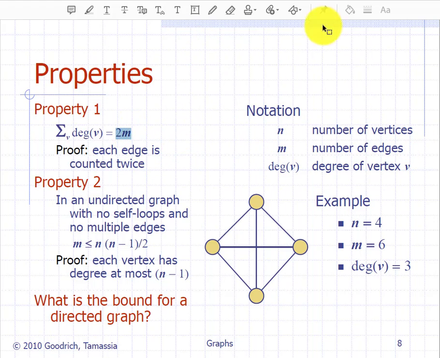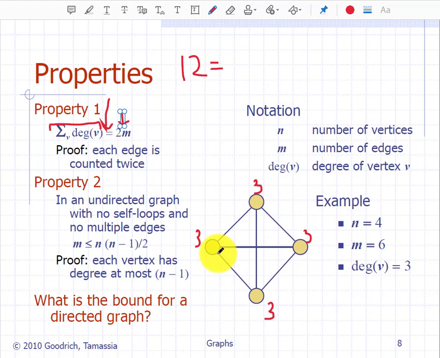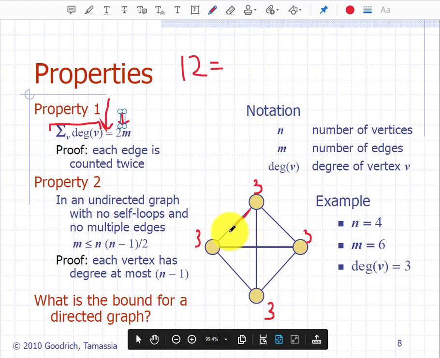And you can see why this is true. Let's look at this graph as an example, and remember, this is a strict equality. For this node the degree is 3, for this node 3, for this node 3, and for this node 3. So the sum for all of them would be 3, 6, 9, 12. It's 12. That's the sum of the degrees of all of the vertices. Now let's look at the number of edges. This is edge 1, this is 2, this is 3, this is 4, this is 5, and this is 6. So the number of edges is 6. We multiply it by 2 to get 12.